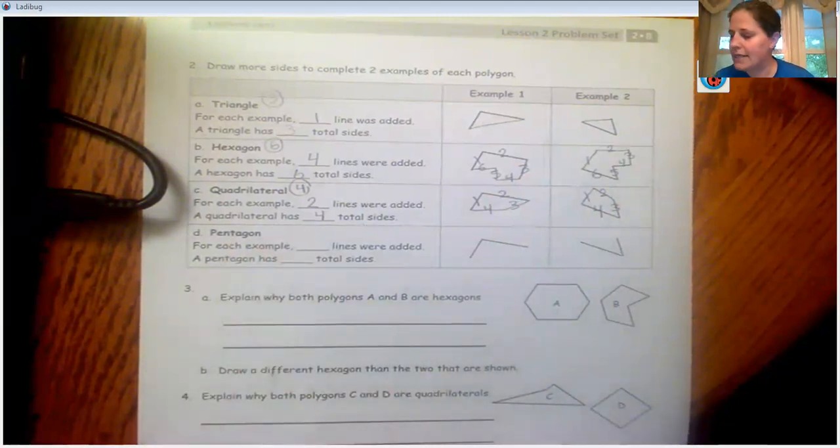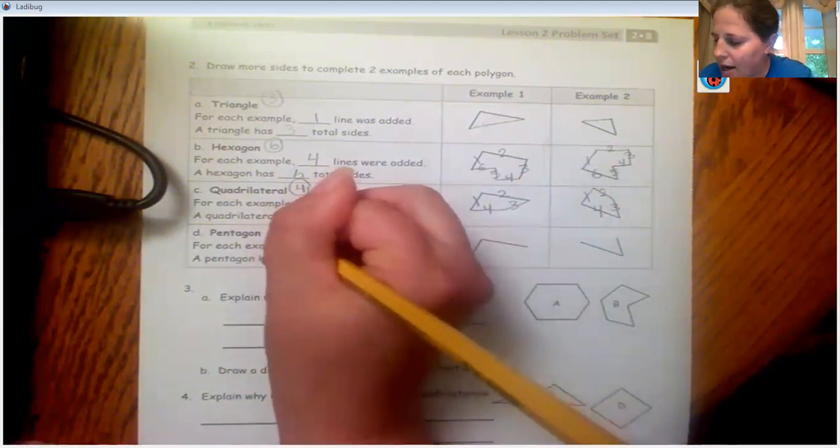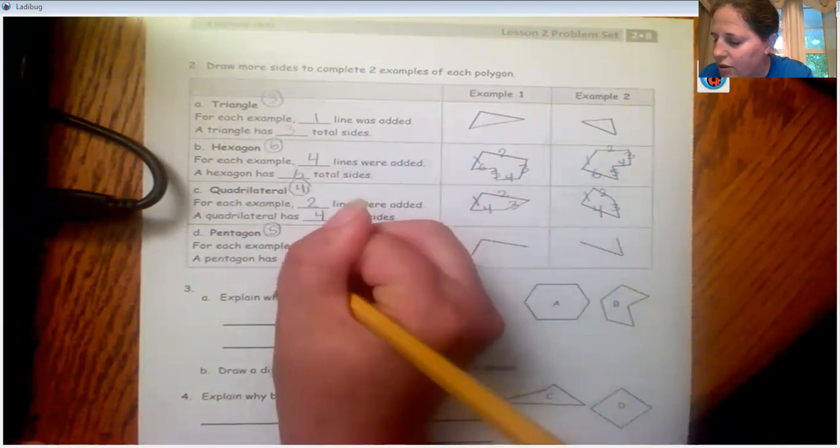All right. Letter D is a pentagon, which remember, a pentagon has 5 total sides.